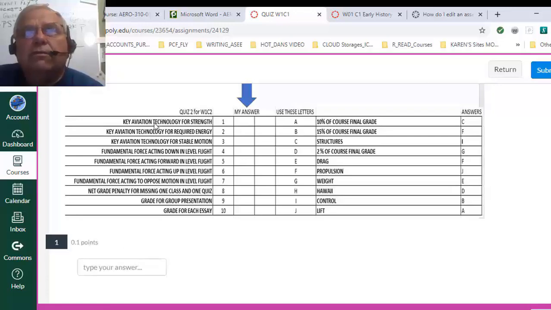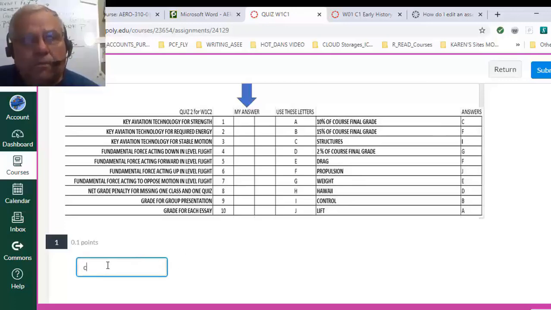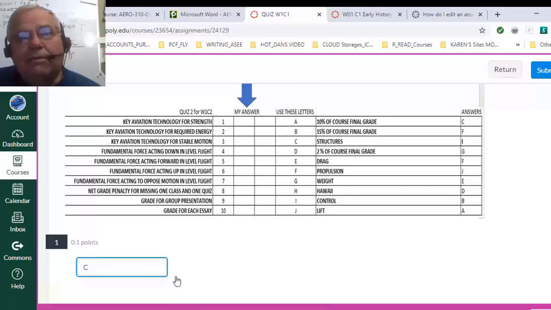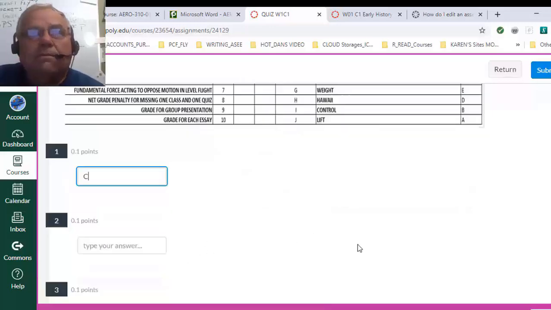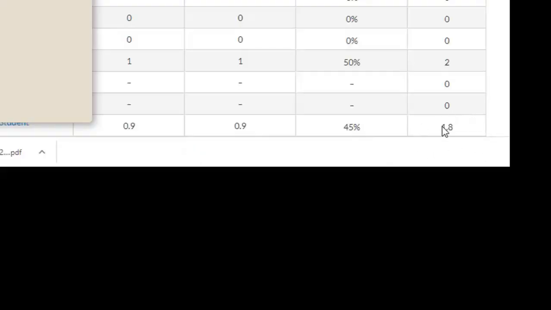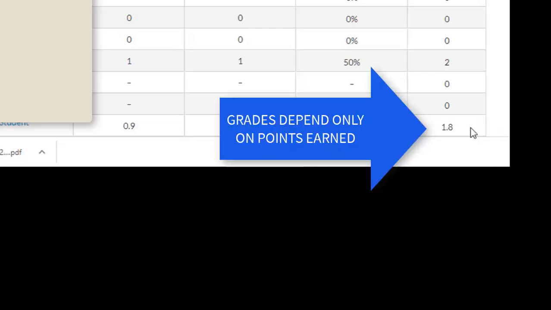Of course, we know that the first one is going to be C, so we'll put C in there. Now that little c would be wrong because it's a capital C, and the way Canvas works, the answer has to be exactly the one that was chosen, so it has to be a capital C. Notice how the system grades you right away, so you'll have feedback at least on the first couple of quizzes right away. At the end of the course, this total will be 100 points, 100%.